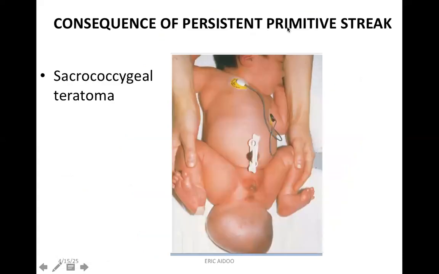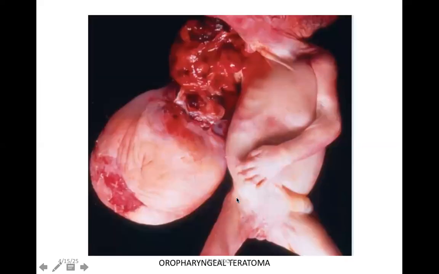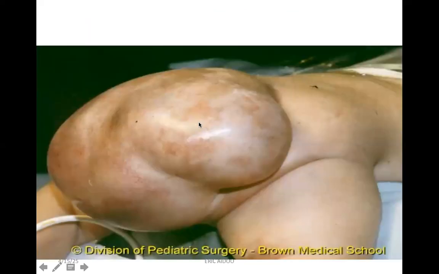Then also when the primitive streak does not degenerate and also persists, it can form teratomas. So when the teratomas occur at the coccyx area or the tail region, it becomes sacrococcygeal teratoma. And when it occurs at the head region, it becomes the oropharyngeal teratomas. Okay, so that's another sacrococcygeal teratoma.